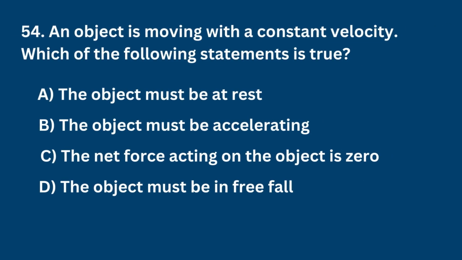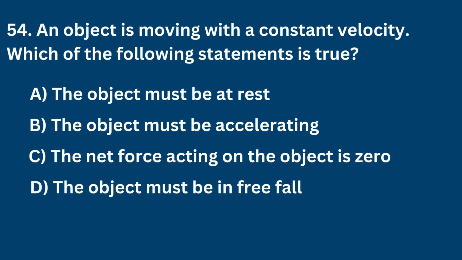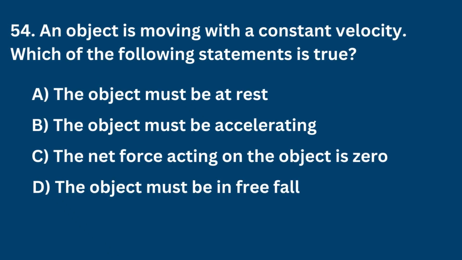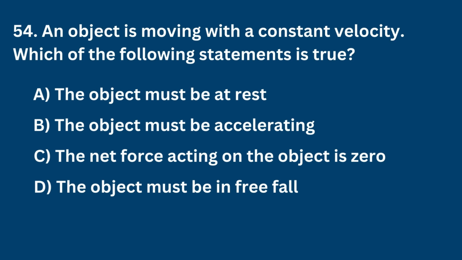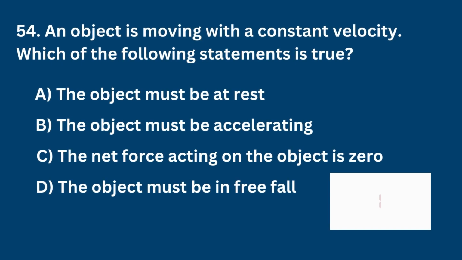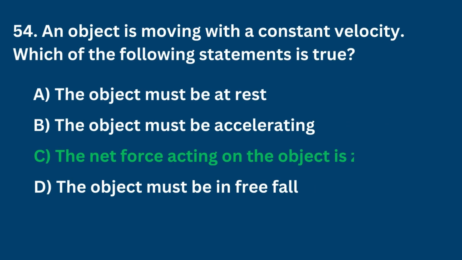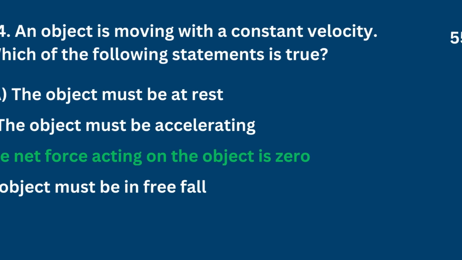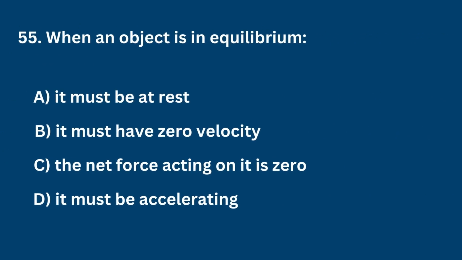An object is moving with a constant velocity. Which of the following statements is true? The options are A. The object must be at rest, B. The object must be accelerating, C. The net force acting on the object is zero, D. The object must be in free fall. Correct answer is C. The net force acting on the object is zero.